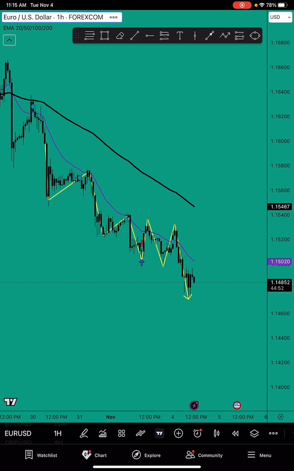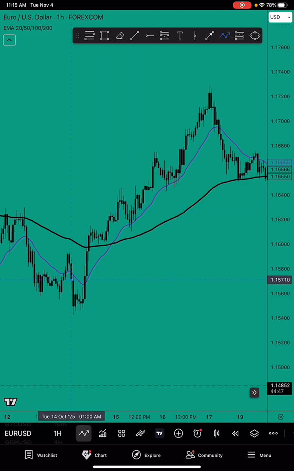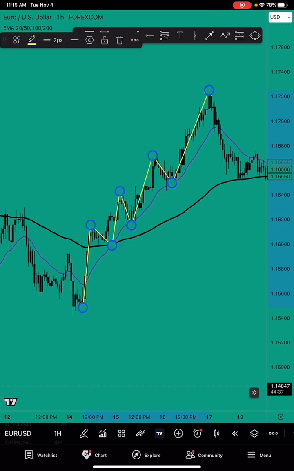Is price making lower highs, lower lows, or is price making higher highs? Boom, higher high, lower low, higher low, higher high, higher low, higher high. What is price doing? Is price in the uptrend? Yes.